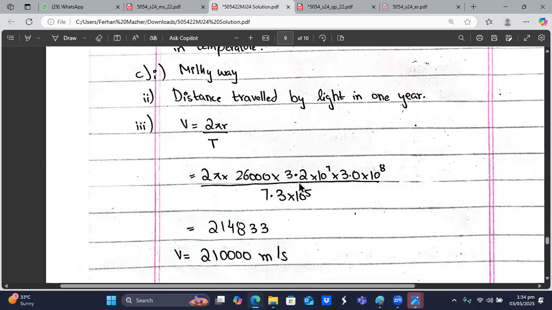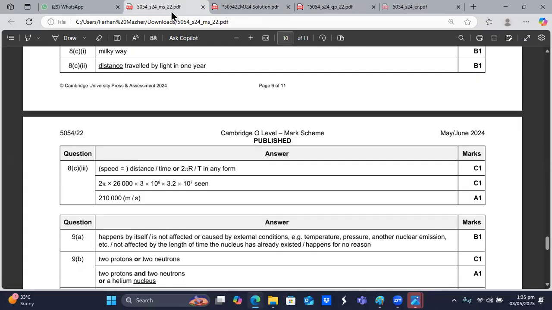And this is the orbital period, the time required to complete one orbit around that black hole. When you round it off to two significant figures, this is the answer you get. So I hope you understand this.